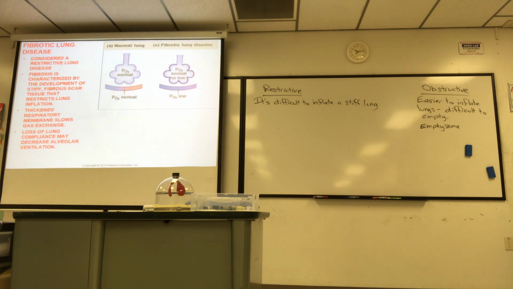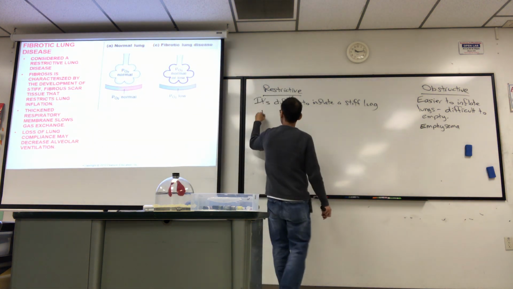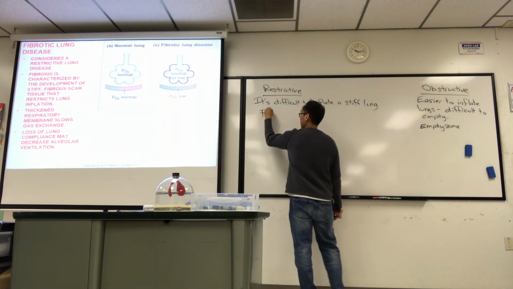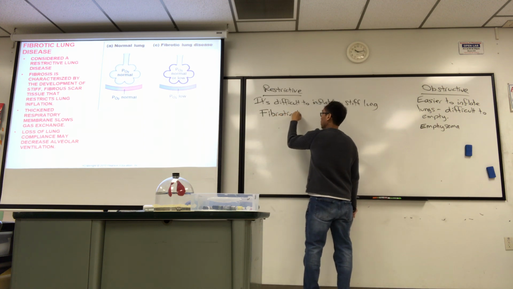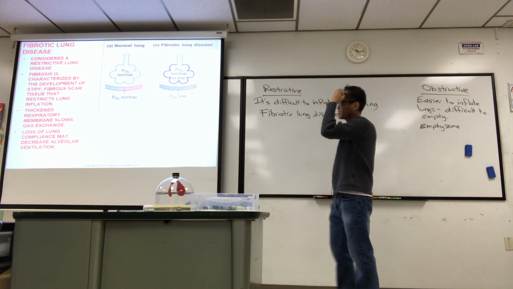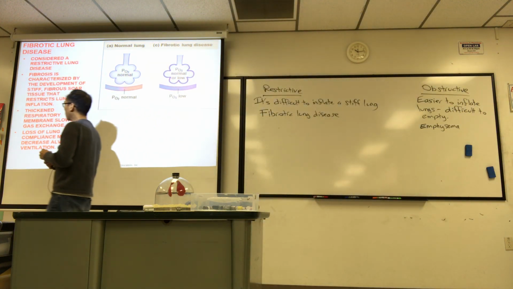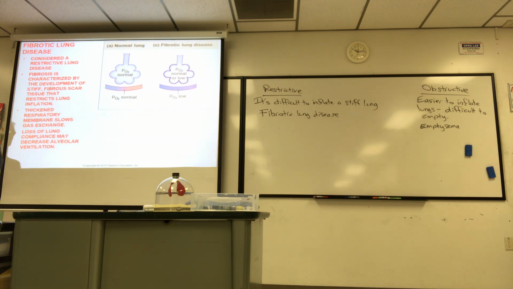The next one is fibrotic lung disease. This is the classic restrictive lung disease, like cystic fibrosis, as an example. Fibrosis is characterized by the development of scar tissue that restricts inflation of the lung. The thickened respiratory membrane slows gas exchange. The loss of lung compliance also may decrease alveolar ventilation.